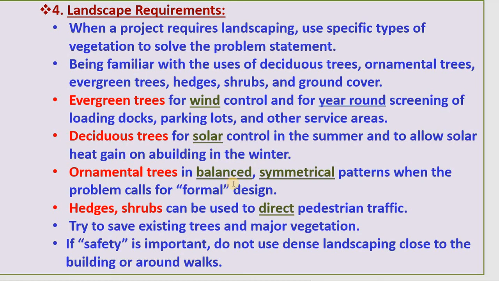Ornamental tree is just a tree for a balanced or symmetric pattern. When the design is formal, you want to balance it with the building design, or you want symmetry in the design patterns. Hedges and shrubs can be used to direct pedestrian traffic. When they use this one, it acts like a barrier for the pedestrian, so they cannot walk through, something like that. And if you want to save existing trees in the major vegetation, the safety is important.